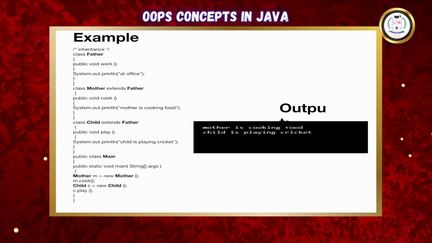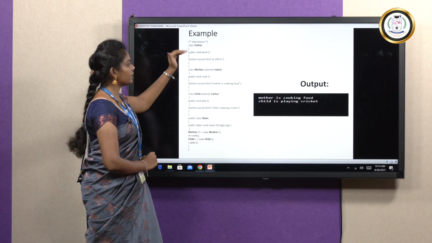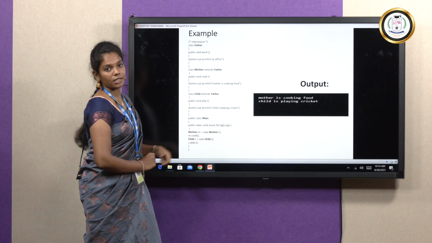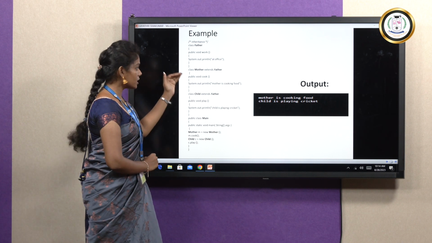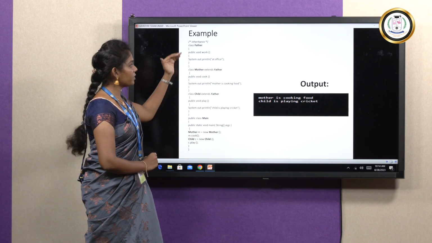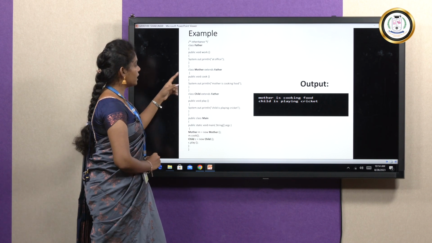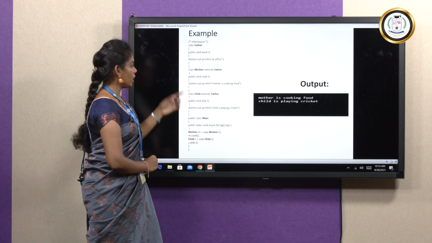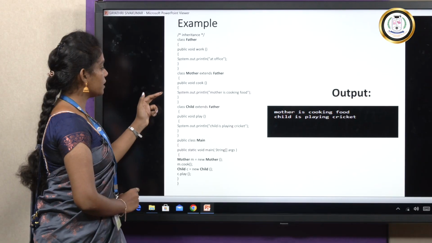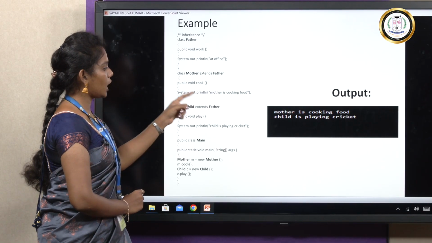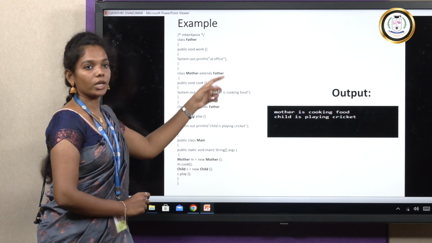We will see the syntax of inheritance and the example program here. I have created a class father, public void work. My method here is work, system.out.println at office. So now my father is going to office. I have created another class called mother. This mother is going to extend the previous class called father, and here public void cook, and in the main function my statement system.out.println mother is cooking food.